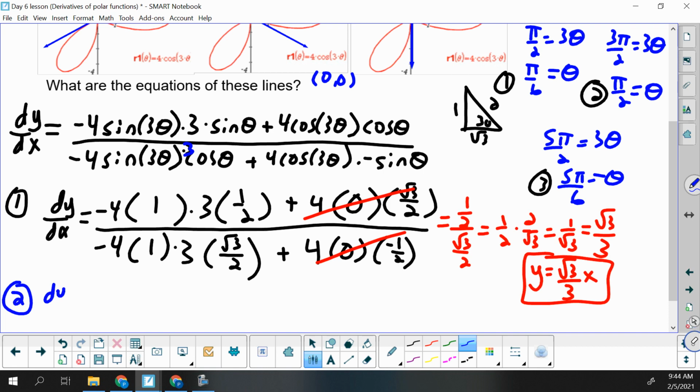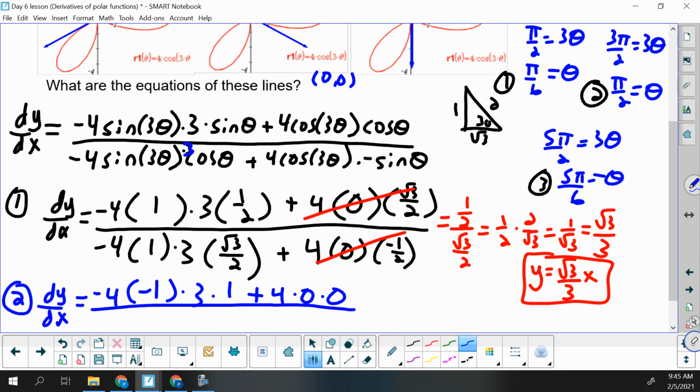So case 2, we're going to look at the pi over 2 case. So we've got minus 4 times, when we put in pi over 2, we'll be doing sine of 3 pi over 2. So that's going to be negative 1 times 3 times sine of pi over 2, which is 1, plus we'll have 4 times cos of 3 pi over 2. Well, cos of 3 pi over 2 is just 0 times cos of pi over 2, which is 0.